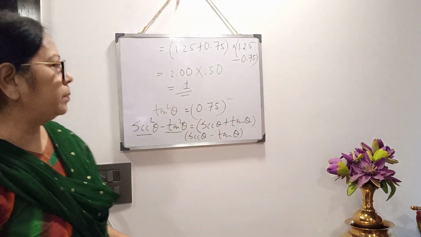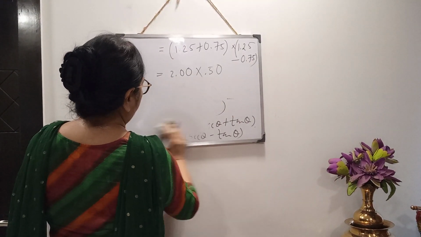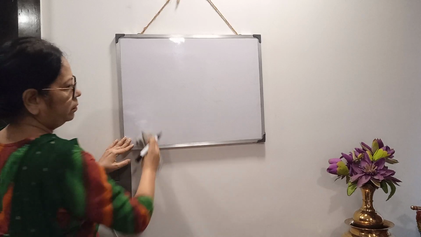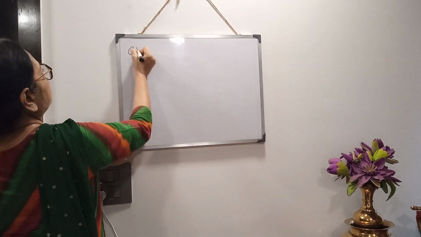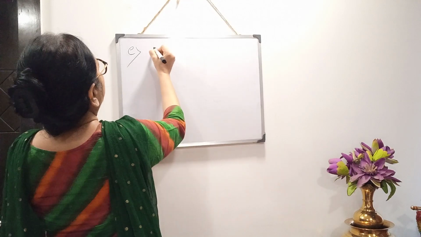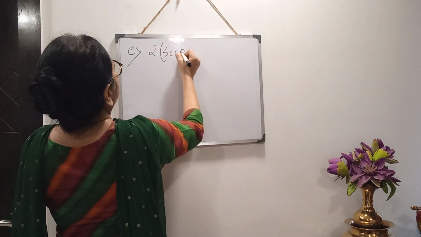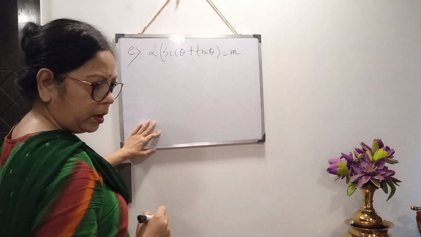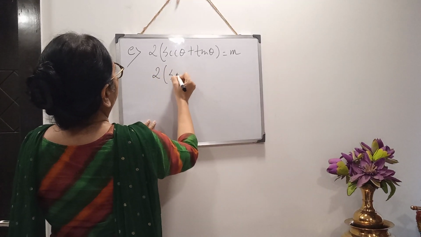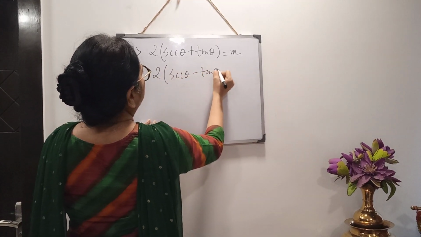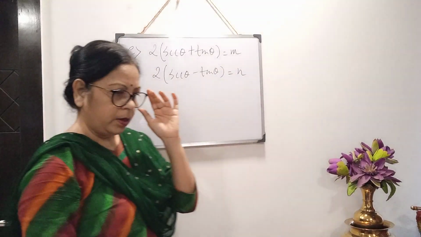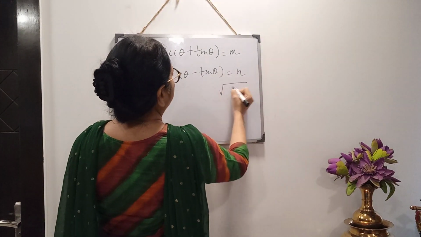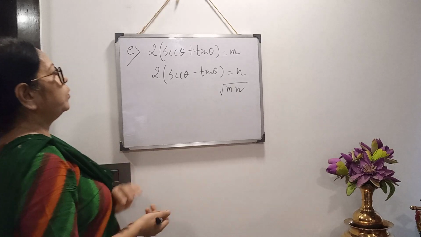Then last one. It is given 2 into sec theta plus tan theta equals m, and 2 into sec theta minus tan theta equals n. Then the value of root over mn. So 4 options are there, we have to calculate root over mn.